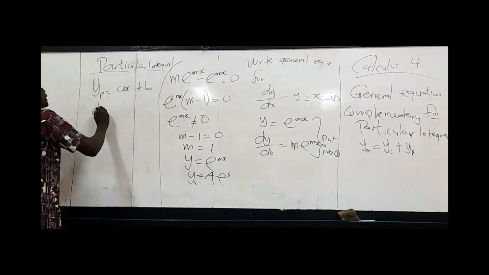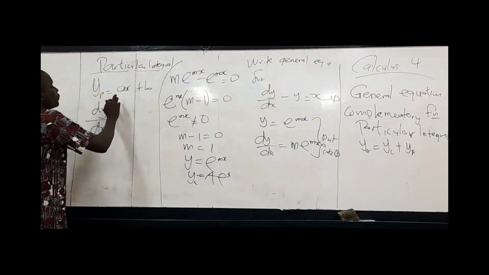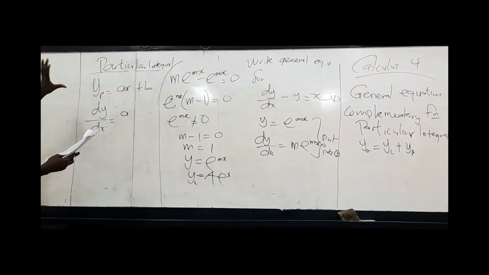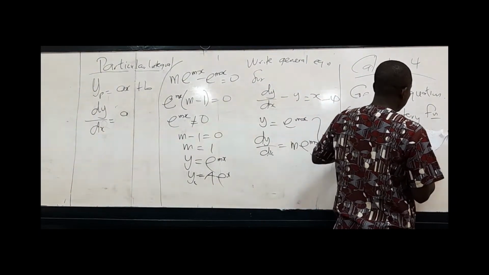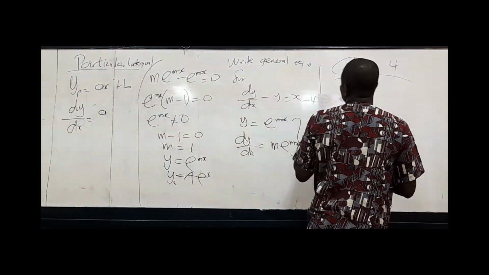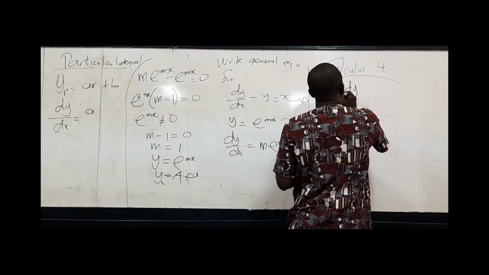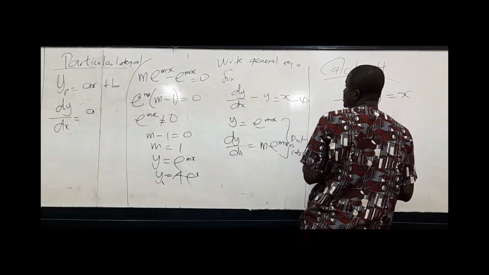So dy/dx. If you differentiate this, you are going to get what? a. Okay. So once again, we are going to put this into the original equation. It will be recalled that we have, what is the original equation? The original equation is dy/dx minus y is equal to x. This is the original equation.